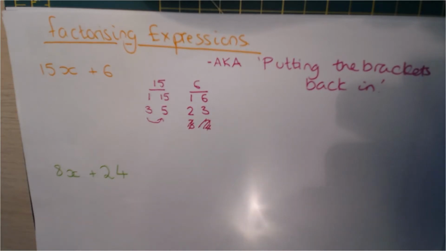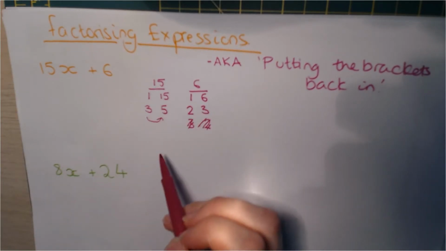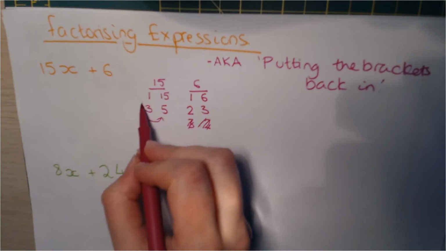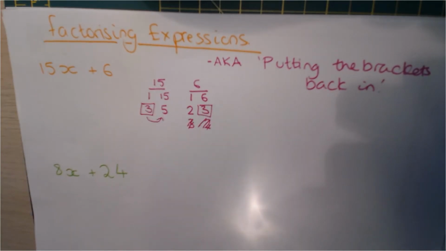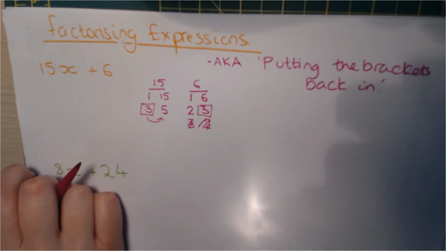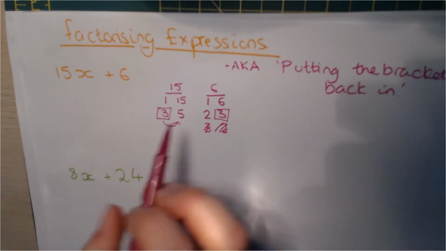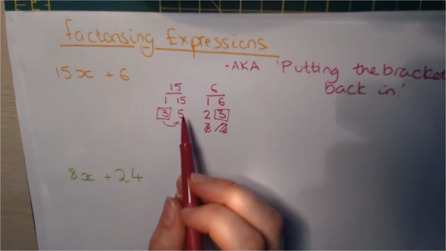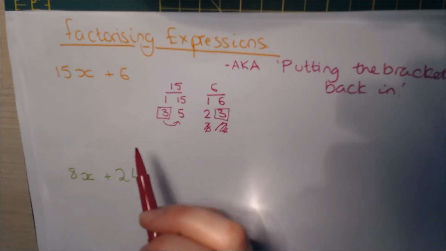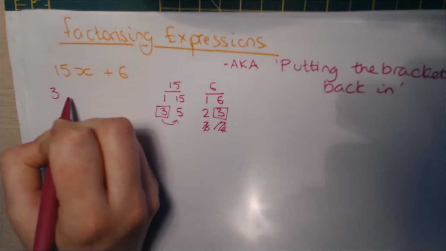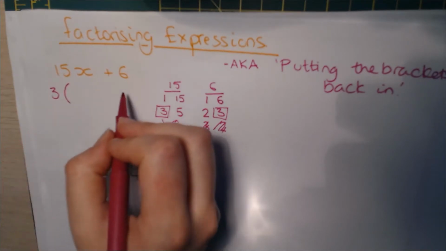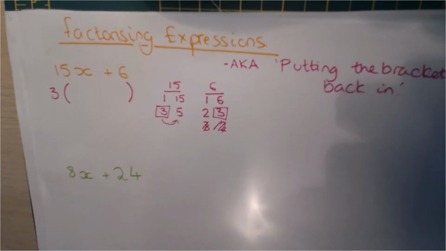So we're looking for the biggest number which appears in both of these lists, and I can see it's going to be 3. The biggest number which appears in both is 3. So that's our common factor, our highest common factor. That's why these lists are useful, because sometimes people just find a common factor and it's not the highest. We need the highest one. So we're going to take a 3 out here and pop some brackets in, just like that.